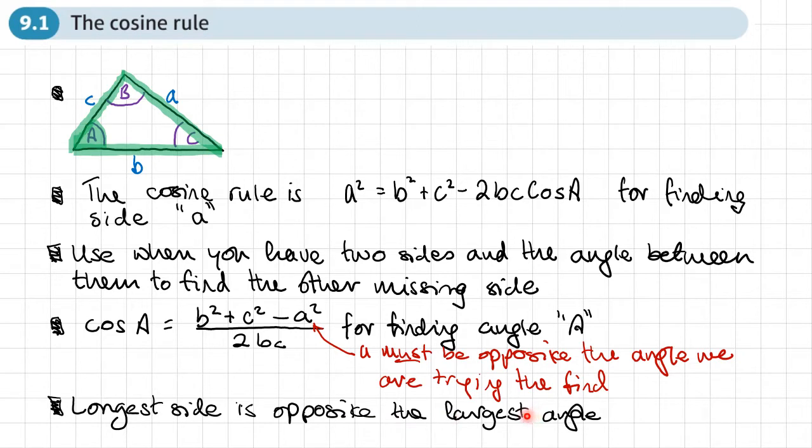Now if we think about it, in a right angle triangle, the longest side is the hypotenuse, and it is opposite the largest angle in a right angle triangle, which is the right angle. But this rule applies for any triangle.